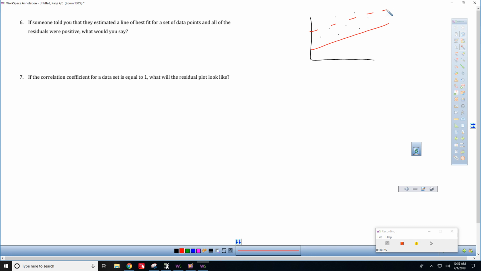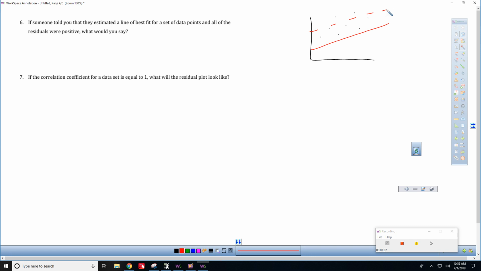So let me ask you again. If someone told you that they estimated a line of best fit for a set of data points and all of the residuals were positive, what would you say? It would have a negative. It would be a very bad fit. Your line of best fit was too low.